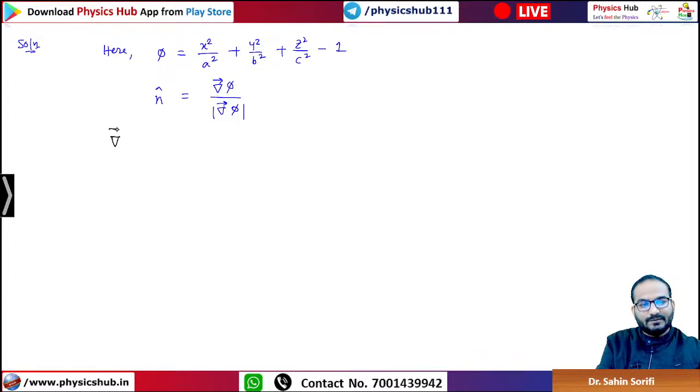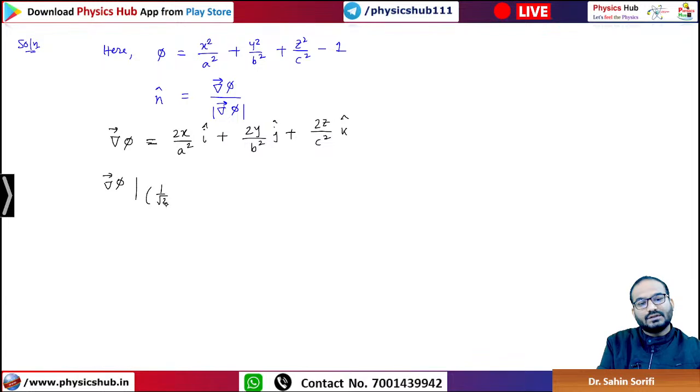So first of all, evaluating grad phi is pretty simple. I am not writing all the formula, you can directly calculate it. So what will be the value of grad phi? 2x will come from here, and a square is a square, so 2x by a square i cap plus 2y by b square j cap plus 2z by c square k cap. Simple. Now if we calculate grad phi at the given point, 1 upon root 3, 1 upon root 3, 1 upon root 3, just put the values.